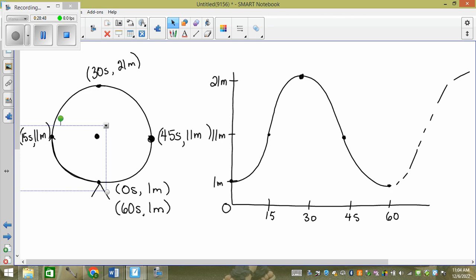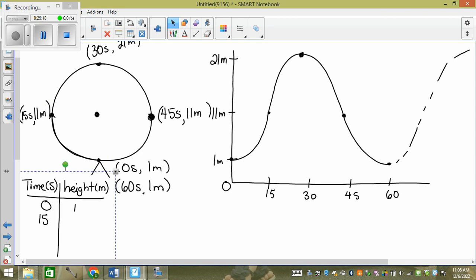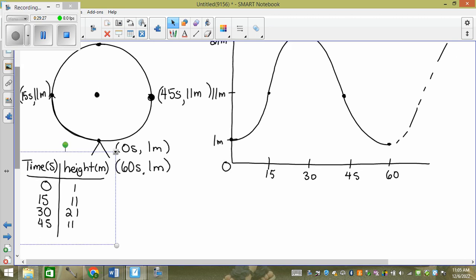Okay? So if I gave this to you and I asked for a sinusoidal equation of it, would you have to try and find the amplitude and the max and the min and all that jazz? Or if I gave you 5 coordinates, could you just get a sinusoidal regression? You could just get a sinusoidal regression. I technically gave you a table, didn't I? I gave you time in seconds, and I gave you a height in meters. My coordinates are 0, 1, 15, 11, 30, 21, 45, 11. And then we're back to 60 and 1. Type those in and get me a regression.